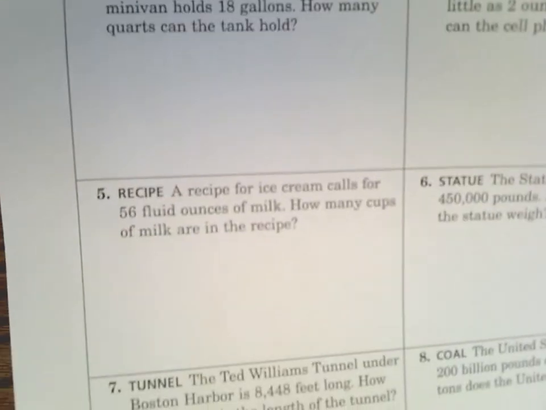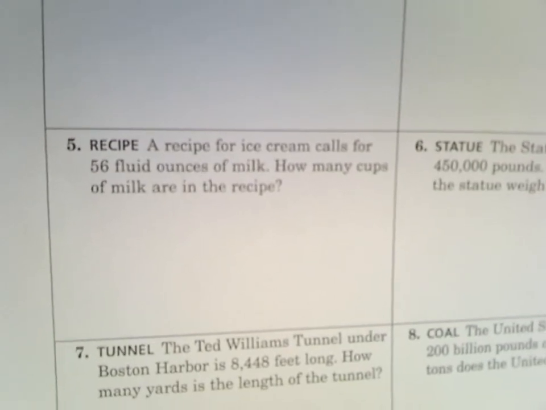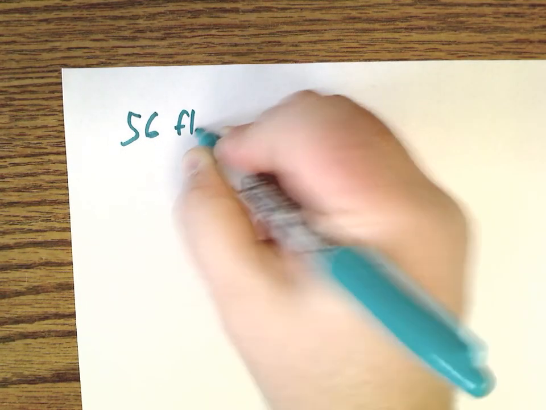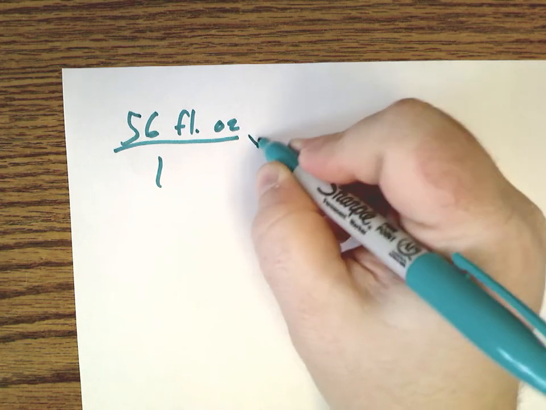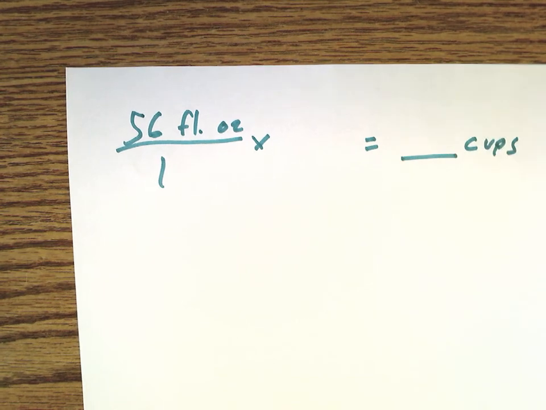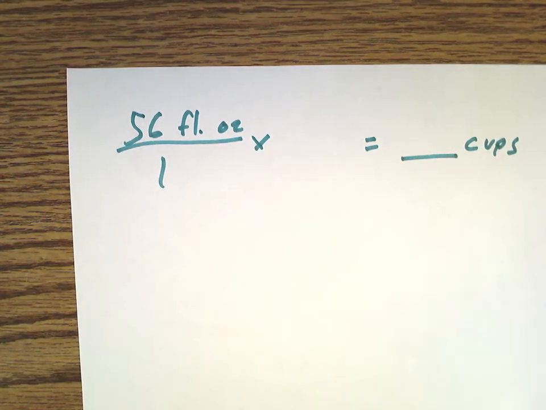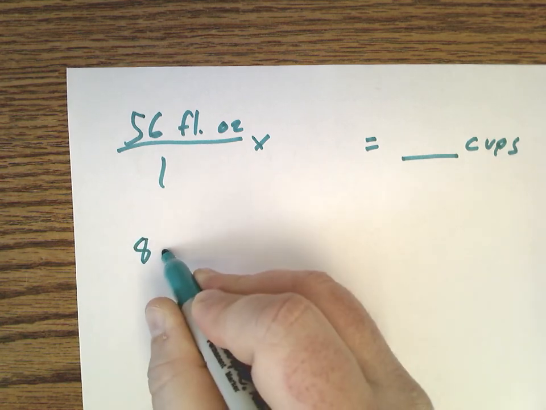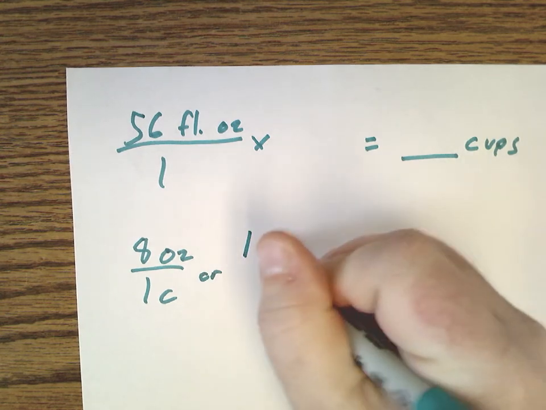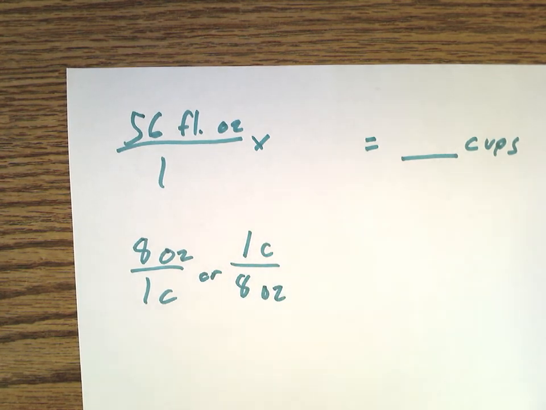All right, next problem is recipe. A recipe for ice cream calls for 56 fluid ounces of milk. How many cups of milk are in the recipe? So 56 fluid ounces. We'll put that over 1. We're going to multiply by some ratio and find out how many cups that is. We need to consider the relationship between fluid ounces and cups, which would be 8 ounces per 1 cup, or 1 cup for every 8 ounces.